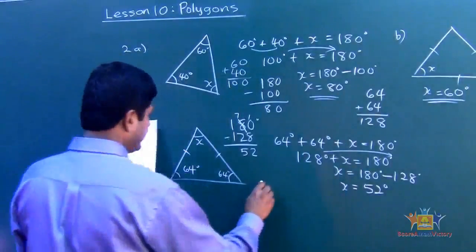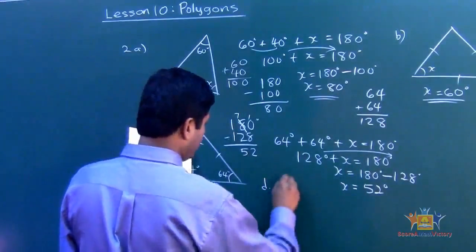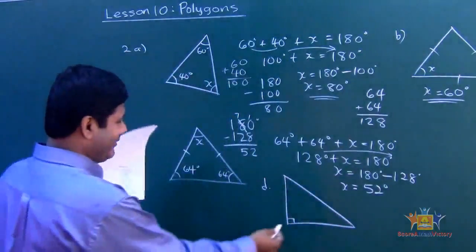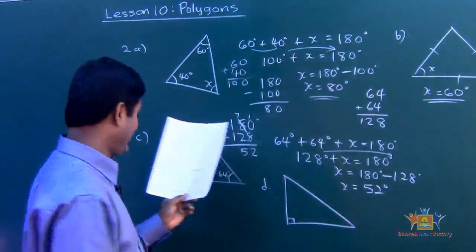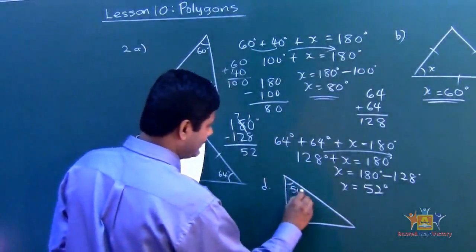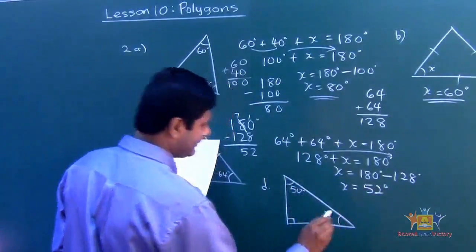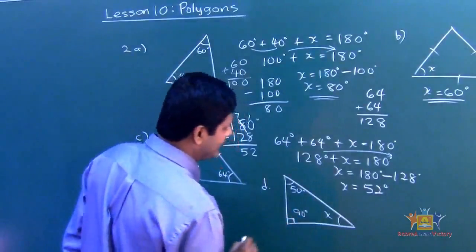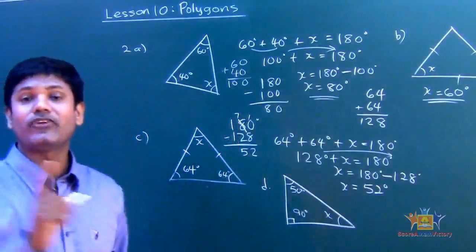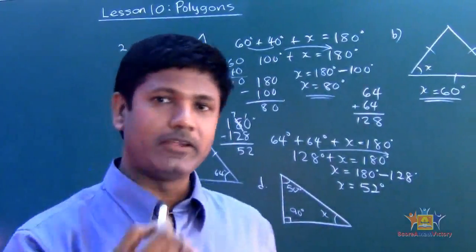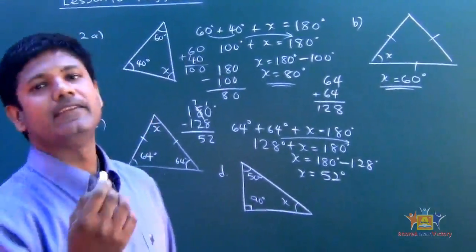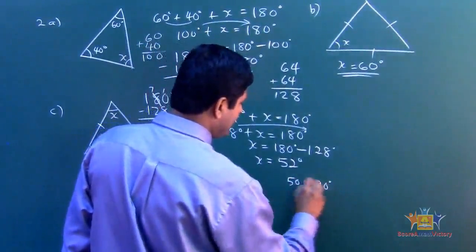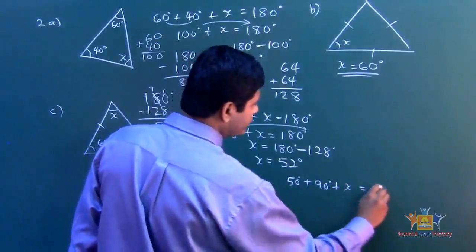Let's look at problem D. You're given a triangle. What type of triangle is that? It's a right angle triangle because there's a small square in there. You're given that this one is 50 degrees and you're asked to find x. So we know this angle is what? 90. You put that 90 because all I tell you is it's a right angle. Right angle is how many degrees? 90 degrees. So 50 plus 90 degrees plus x should equal 180.